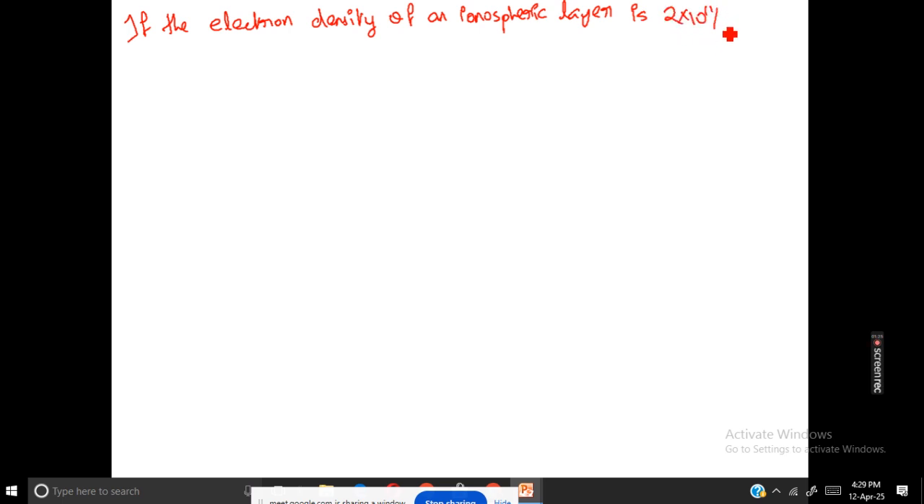Now we will try to solve another question. If the electron density of an ionospheric layer is 2 into 10 raised to 11 per meter cube, calculate the plasma frequency at 850 degrees Celsius.